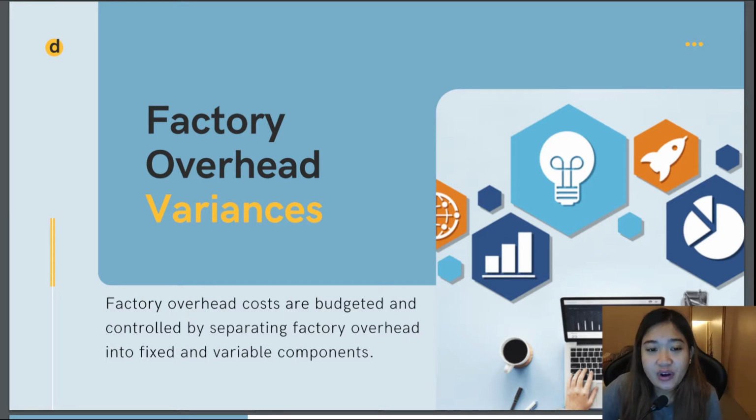Factory overhead costs are analyzed differently than direct labor and direct materials. This is because of the two elements, which are the fixed and variable cost. Factory overhead costs are budgeted and controlled by separating the factory overhead fixed and variable components. This allows us to prepare for the flexible budgets and the analysis of factory overhead controllable and volume variances.